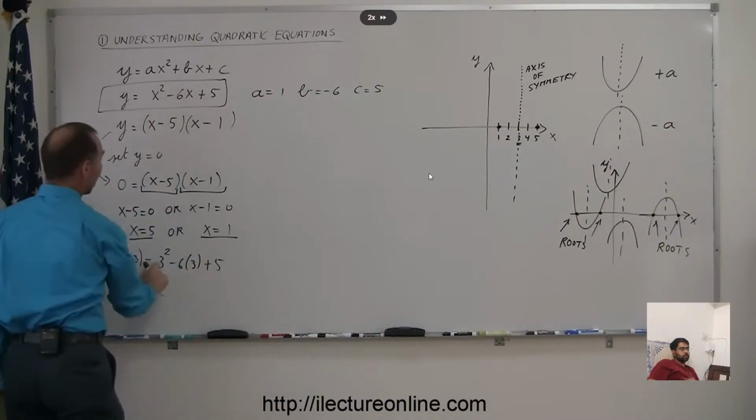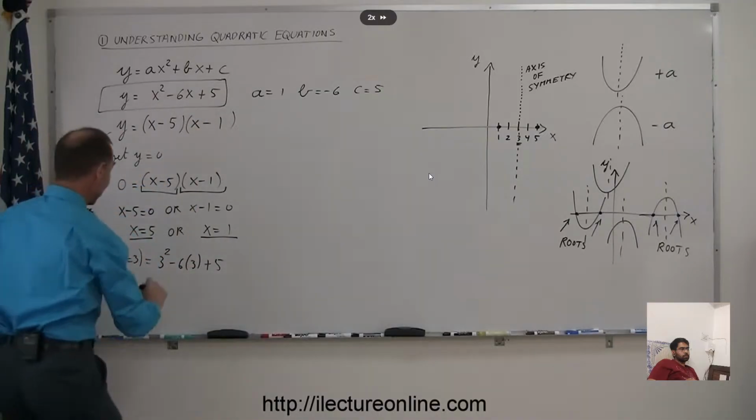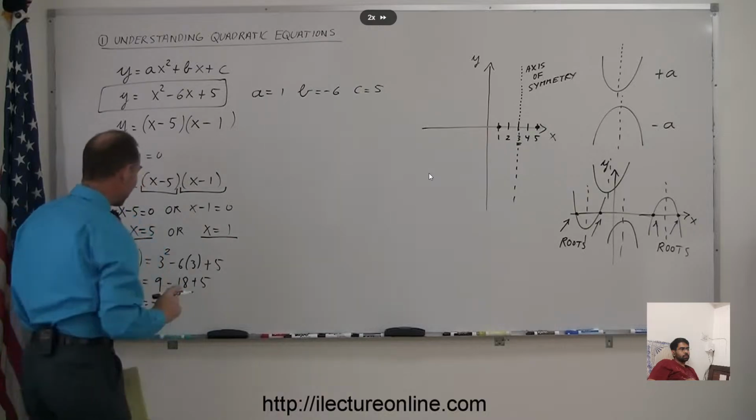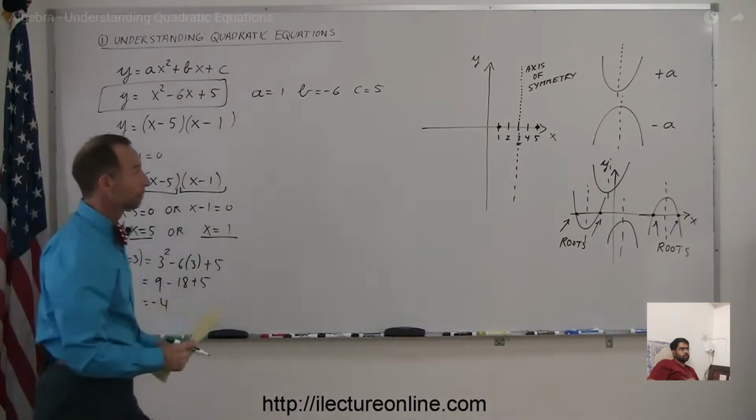So notice I took my original example. Instead of an x, I write a 3. Instead of this x, I write a 3. And if I work that out, I get 9 minus 6 times 3 is 18 plus 5. And so that's plus 14 minus 18. That's equal to minus 4. So that means when x equals 3, my y will be negative 4.